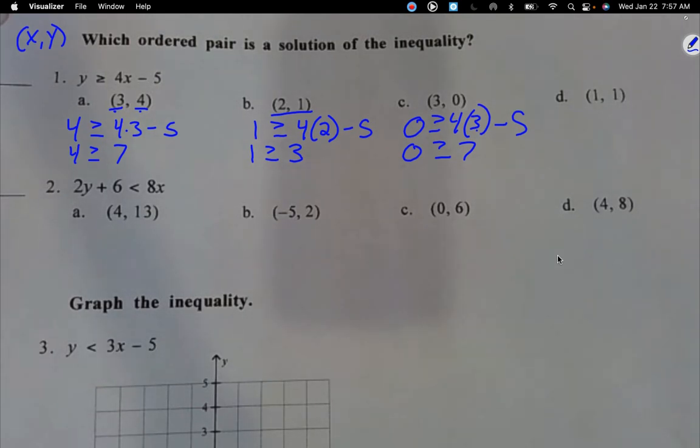So let's try the last one. It has to be it. So plug in 1 for Y, greater than or equal to 4 times 1 minus 5. What is 4 times 1 minus 5? Plug in your calculator. It's negative 1. Is 1 bigger than or equal to negative 1? It is. So that's why that would be my answer.